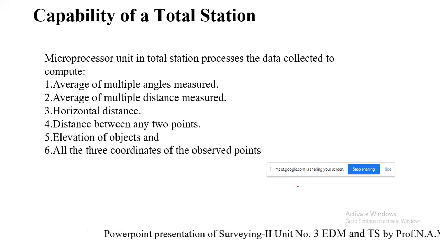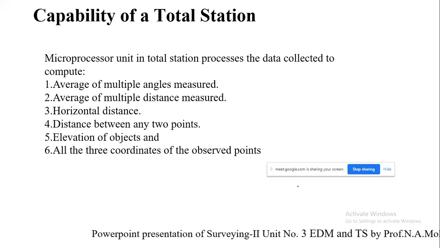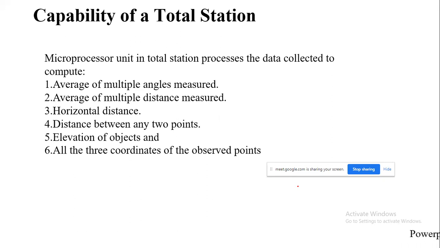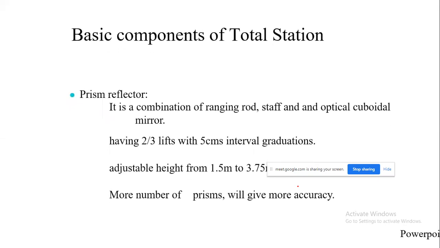So you can do the average of multiple angles measured, average of multiple distances measured, horizontal distance, then distance between any two points, and elevation of objects, which deals with the vertical plane, and all three coordinates. Suppose you are dealing with the calculation of volume, you will require all three coordinates of the observed points.